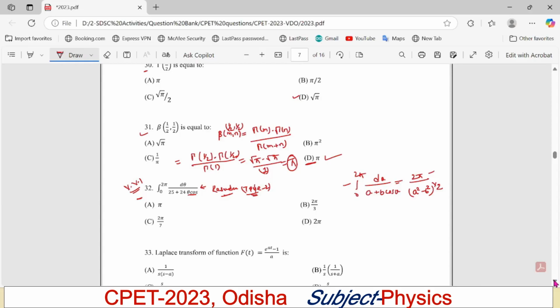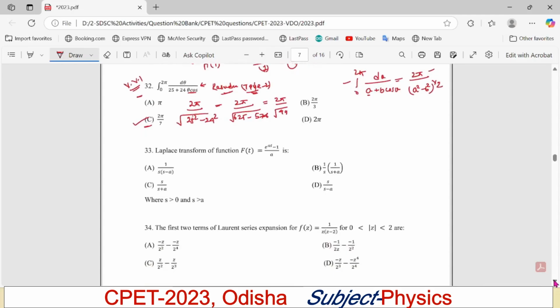For this question, the answer will be 2 pi by root over 25 square minus 24 square. So this will be 2 pi by root over 625 minus 576. You just calculate the denominator, and you can find root over 49. So 2 pi by 7 is the correct answer.